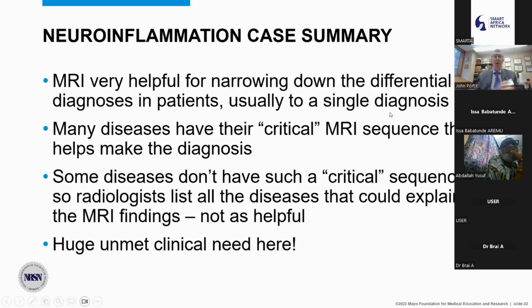MRI is pretty good for narrowing down differential diagnoses, or at least helping to raise differential diagnoses. And sometimes we get it to a single diagnosis, like abscess. You have to do the critical MR sequence that helps make the diagnosis, right? So you have to have that diffusion or that post-contrast T2 FLAIR. And some diseases don't have any critical sequences. For example, in a transverse myelitis, MRI is good to diagnose it, but fairly useless to figure out what it is. So even in 2023, anywhere in the world, MRI is limited in what it can do.